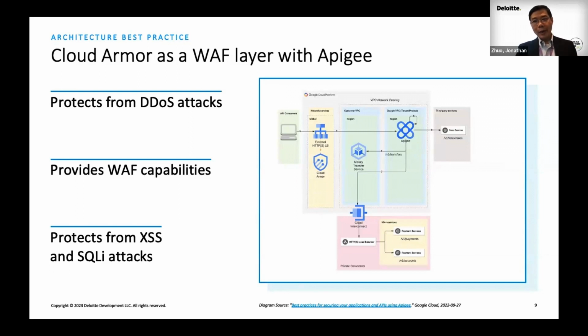Cloud Armor is a part of the Google Cloud global load balancing infrastructure. It provides web application firewall capabilities and helps to protect against distributed denial of service attacks, also called DDoS attacks. It can also help you mitigate threats to applications from the risks listed in the OWASP top 10.